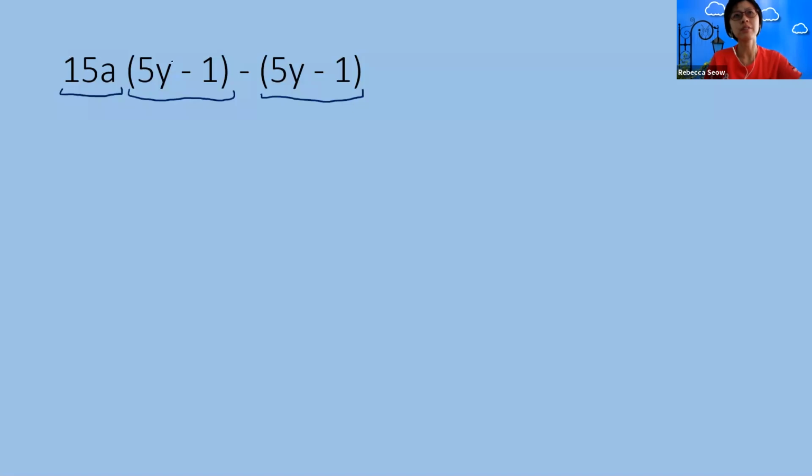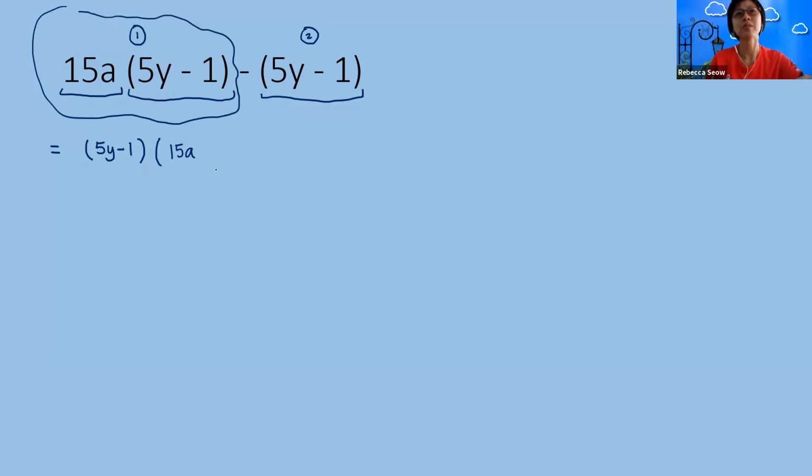Okay, so if you notice, this is one chunk of terms. Subtract the second chunk of terms. What is similar in these two is 5y - 1. So what we want to do is factorize 5y - 1 out. So we are going to bring this out. And after doing so, what is left of this first chunk, 15a times (5y - 1), is actually 15a, because we divide this whole portion by 5y - 1. 15a is left.